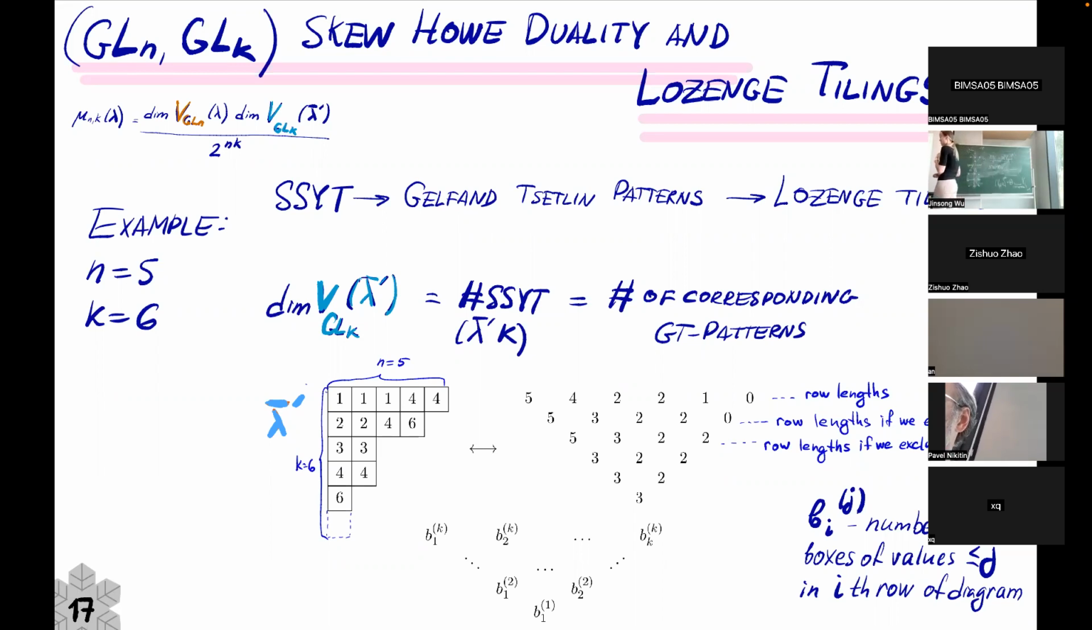But actually, we will use another way, another combinatorial tool: the lozenge tilings.